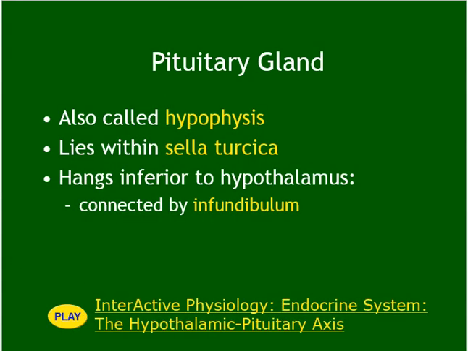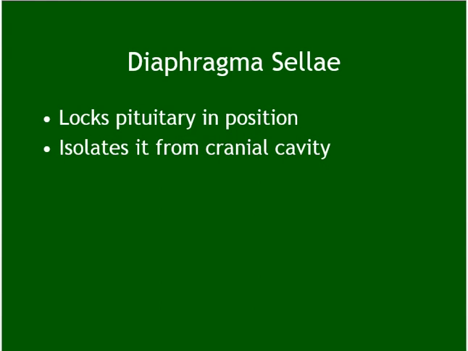The other name for the pituitary gland is hypophysis. Adenohypophysis is the anterior lobe, and neurohypophysis is the posterior lobe of the pituitary gland. Again, it's located in the sella turcica and connected by the infundibulum to the hypothalamus. Diaphragma sellae is the diaphragm I was talking about that locks the pituitary gland in position within the sella turcica inside the cranial cavity, so that it doesn't move.